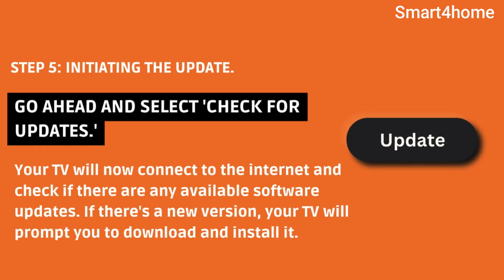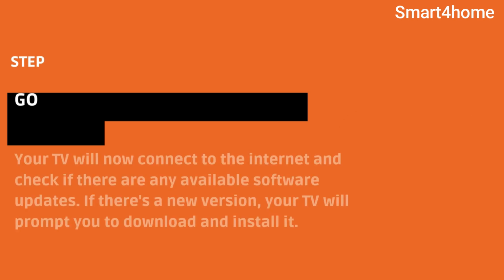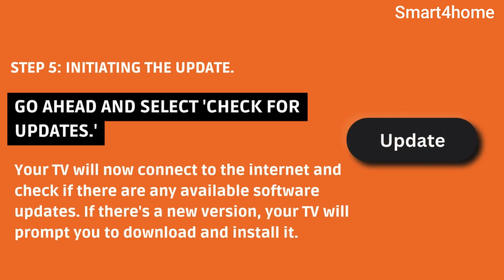Step 5. Initiating the update. Go ahead and select Check for updates. Your TV will now connect to the internet and check if there are any available software updates. If there's a new version, your TV will prompt you to download and install it.